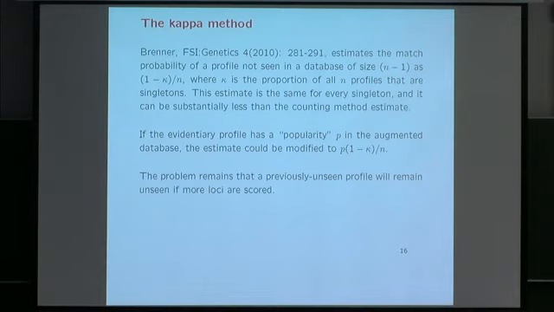So he adds it to the database, an augmented database of size n, and then kappa is the proportion of profiles in that augmented database that occur once. 1 minus kappa over n is an estimate of the match probability. Charles uses the word popularity. If in fact the profile occurs p times in the augmented database, we would modify the match probability to p times that, although he says this may not be a good idea. He was focusing mainly on the situation where the profile had not been seen previously.